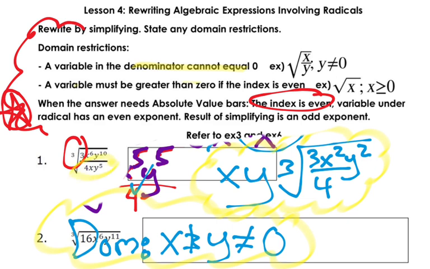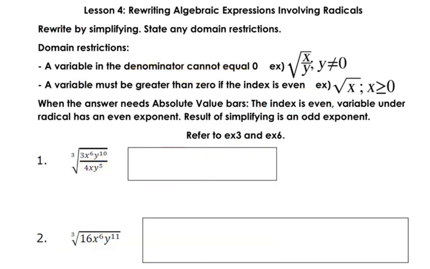All right, let's take a look at number 2 right now. So in number 2, we, again, work from the inside out, but you don't even have a fraction to deal with. You just have the cube root. The index is 3, the cube root of 16x to the 6th, y to the 11th. So we need to remember that 16 has a perfect cube that divides it, and that would be the number 8. 8 is a perfect cube that would multiply with 2 to make 16. So you can rewrite 16 as 8 times 2 with the cube root sign.